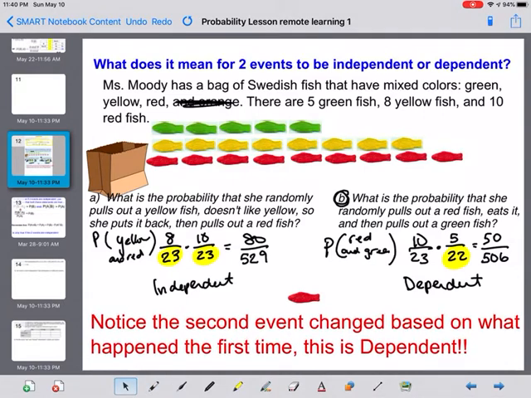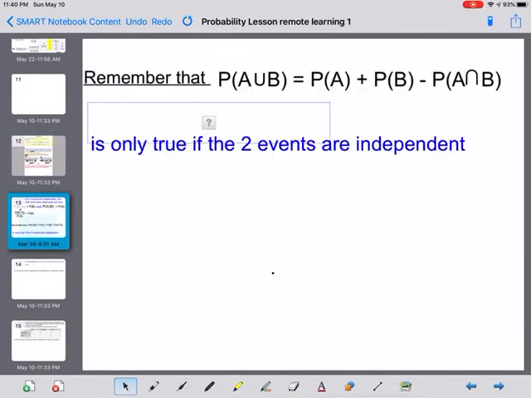So take a second and write it down for yourself, whatever way makes the most sense to you. Okay, I wouldn't copy all of this. Just explain what independent is and what dependent is in your own words. Okay. And now we're going to do it formulaically.